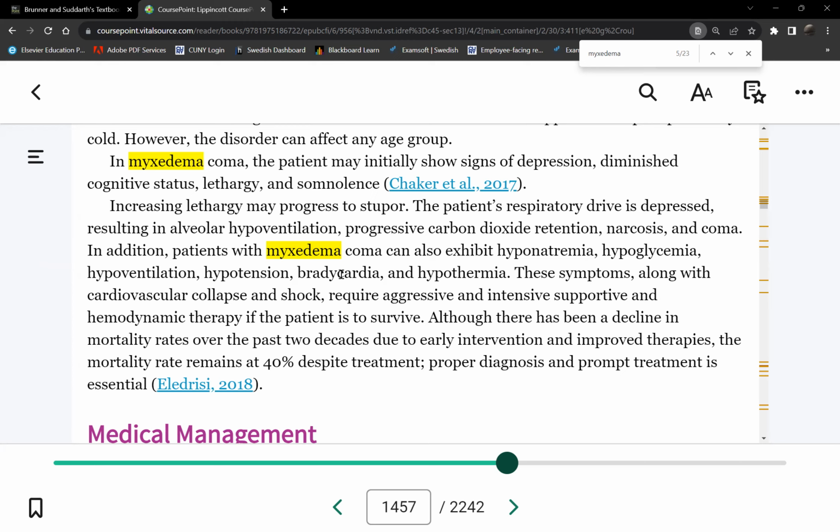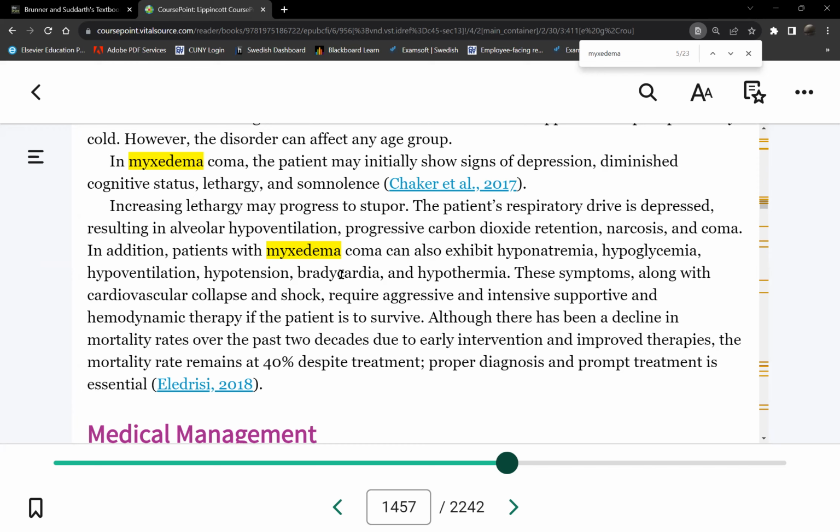The initial treatment really is, what did the patient miss? Why did the patient go into this? The hormone, right? Obviously, if the patient's already hypoventilating, hypotensive, bradycardic, is this patient awake? Most probably not. So how will you give the levothyroxine? IV. So it'll be given IV first, and then everything else will be supportive.